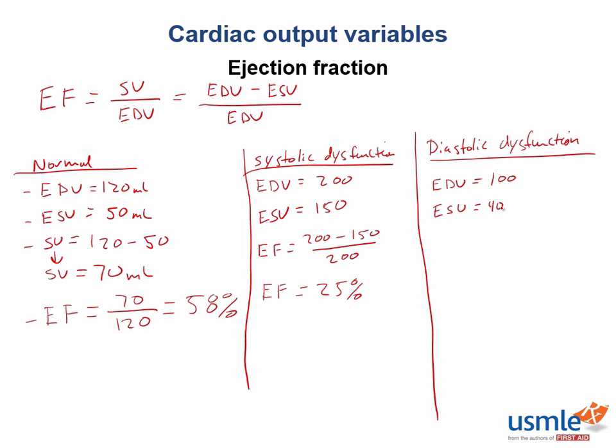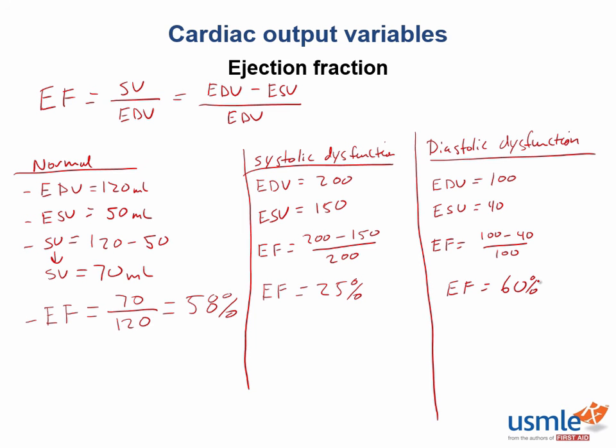And if we plug this into our equation, we see that the ejection fraction equals the end diastolic volume, which is 100, minus the end systolic volume, which is 40, divided by the end diastolic volume, which is again 100, and our ejection fraction comes out to be 60% here. And this falls well within the normal range.